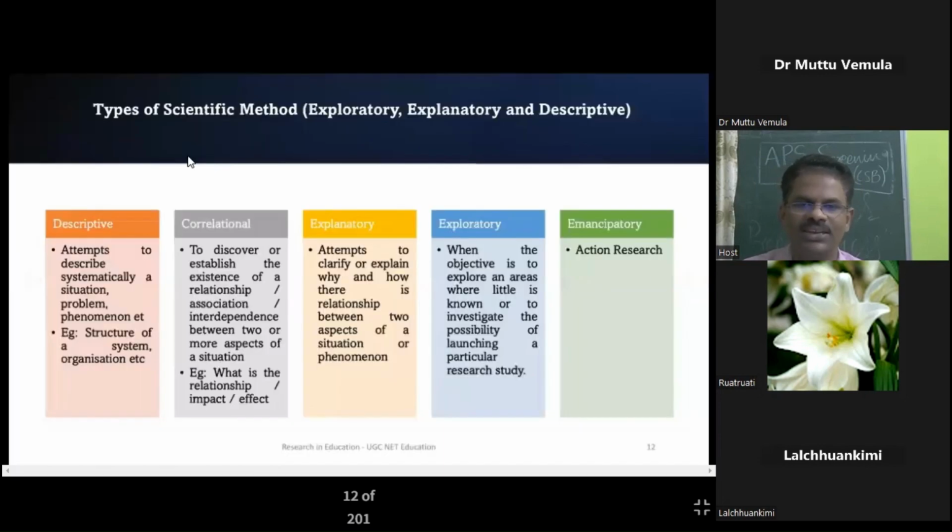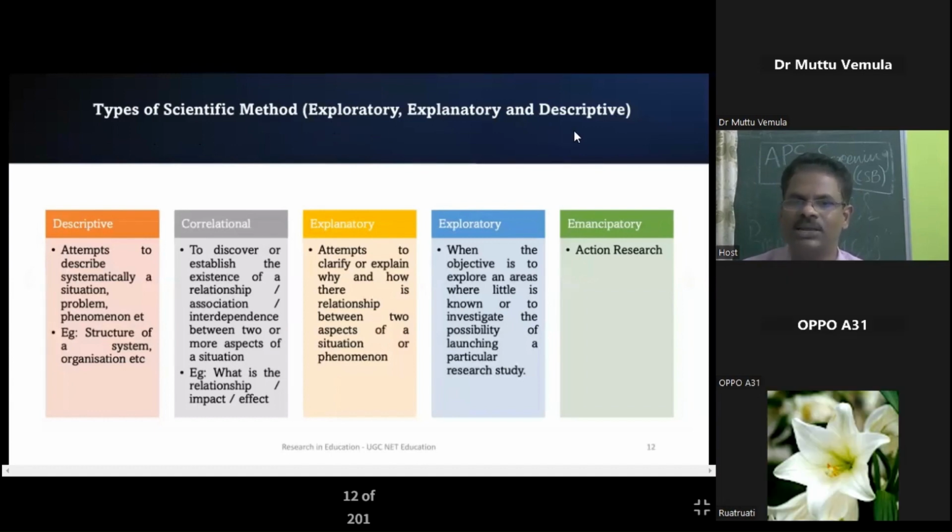All right. Then, types of scientific methods. As in your syllabus in the beginning, we have seen exploratory, explanatory, and descriptive. All right.